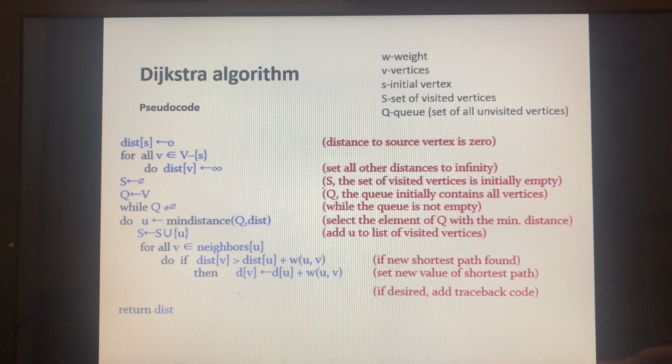The set of visited vertices S is initially empty. Then all the vertices are in the Q. Q is the set of vertices that will be checked, evaluated for the lowest distance. And until the queue is empty, the operation to find minimal distance is performed.